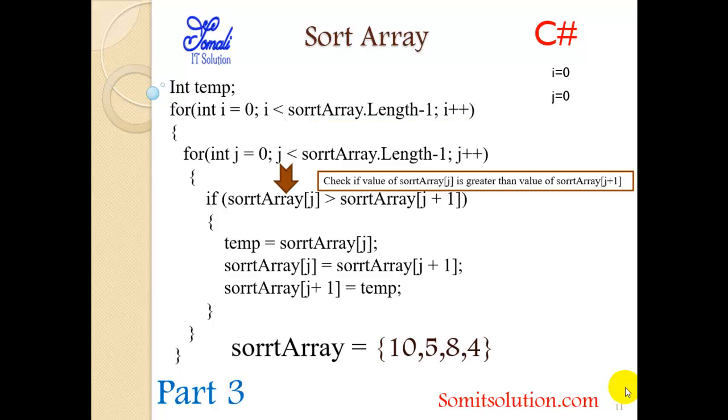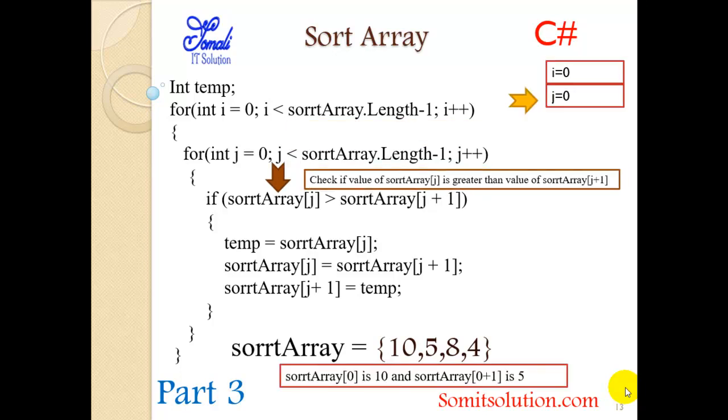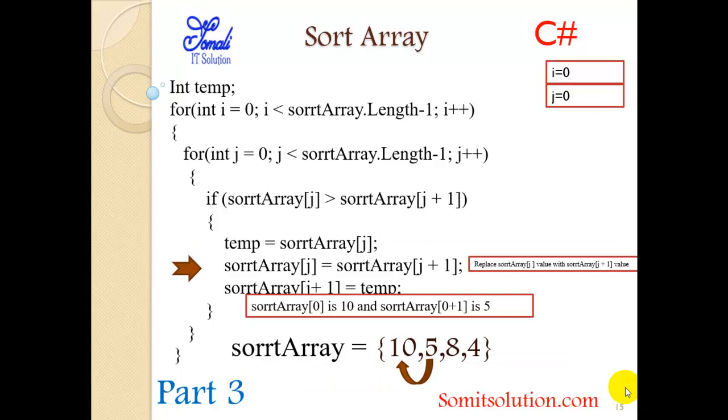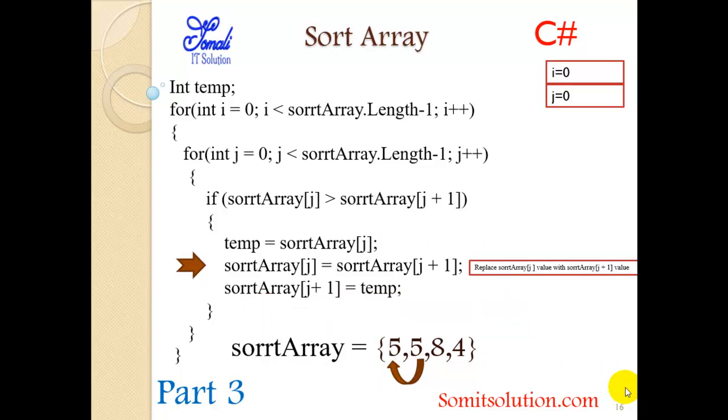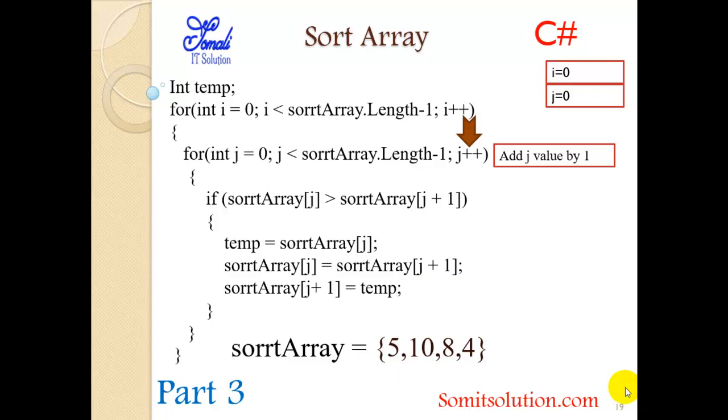Check if sort array of j is greater than sort array of j plus 1. J value is 0. Sort array of 0 is 10 and sort array of 1 is 5, so 10 is greater than 5. Let's do the next step. Initialize sort array of 0 value into temp variable. Initialize sort array of 1 value into sort array of 0. Initialize temp value into sort array of 1. Add j value by 1.